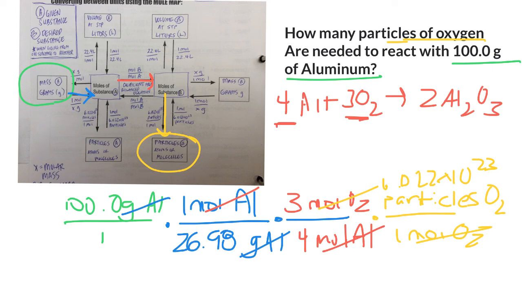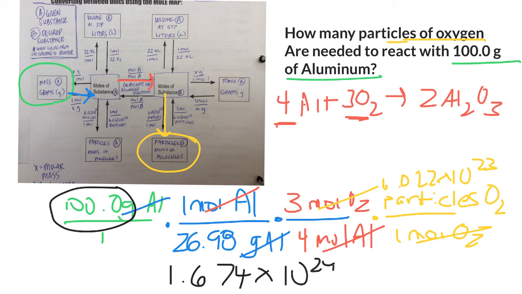When we solve, because our given has 4 significant figures, our final answer should have 4 significant figures, and you should be coming up with 1.674 times 10 to the 24th particles of O2. I hope this gets you started.